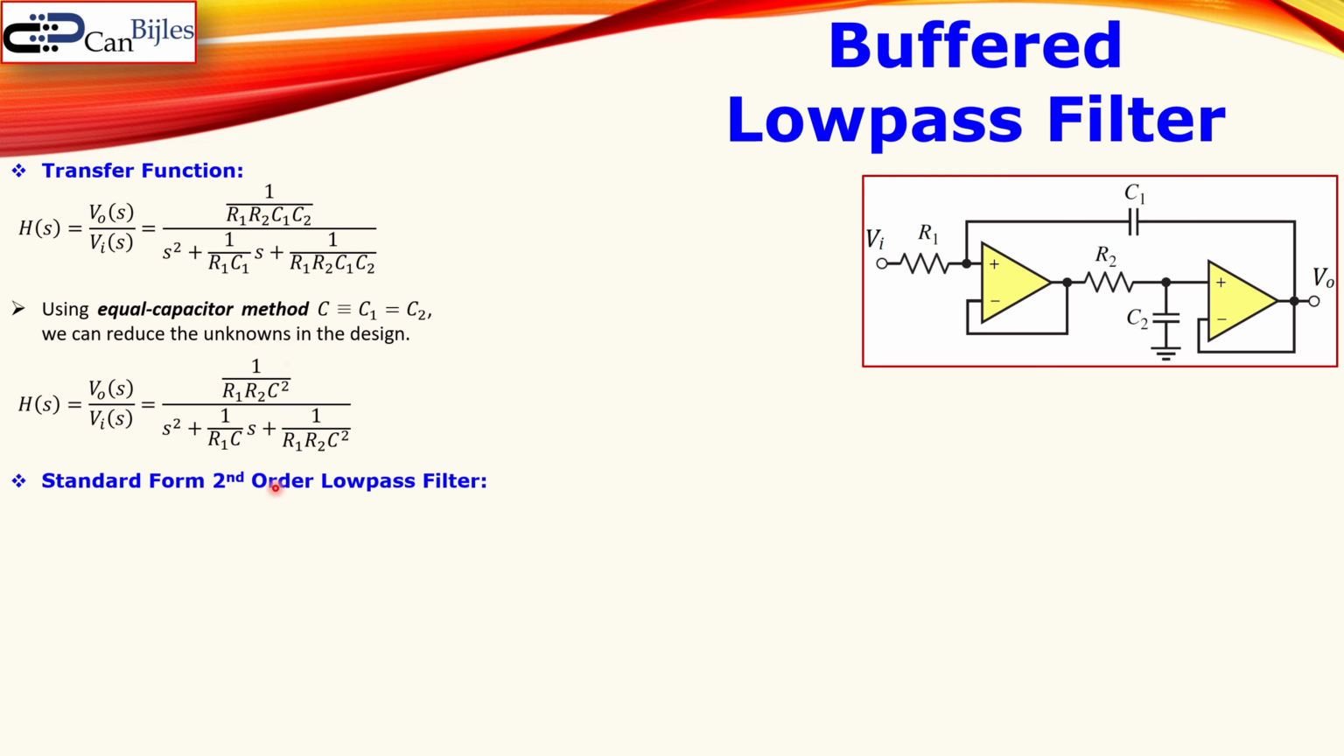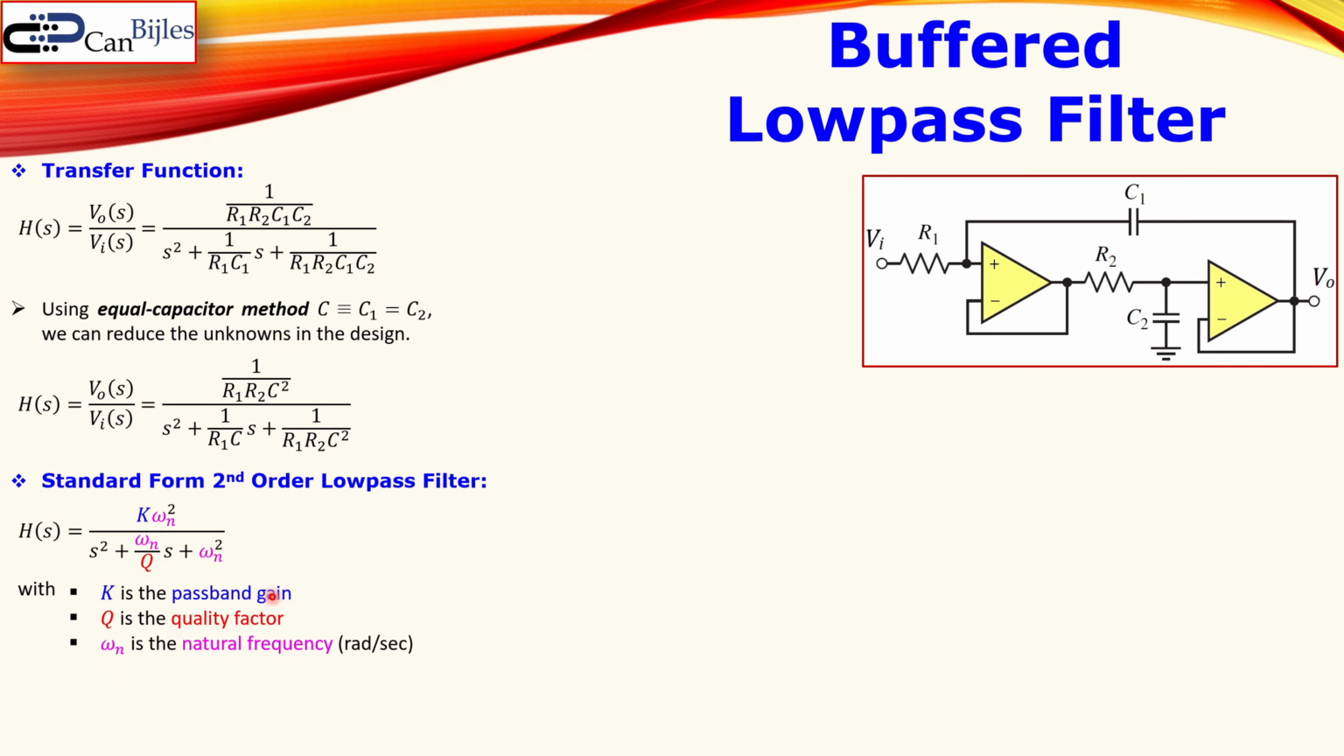Now the standard form of a second order low pass filter is given by this expression. You see here three parameters, the K, omega n, and also our quality factor Q. The K is also called the passband gain or the DC gain. The quality factor Q will determine the shape, the sharpness of our filters. And omega n, the natural frequency, is related to the resonance frequency we will see shortly.